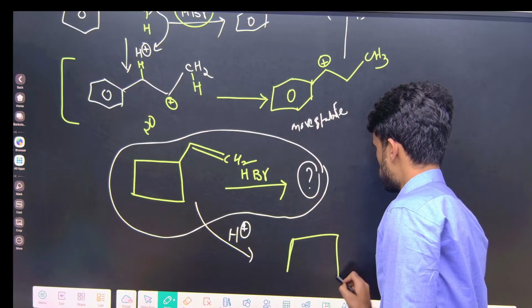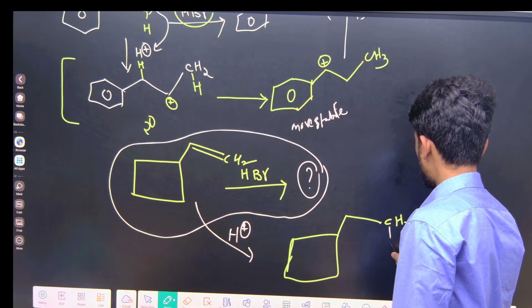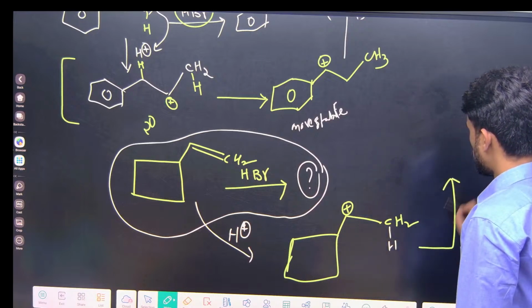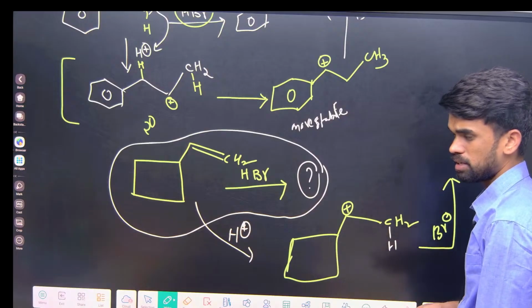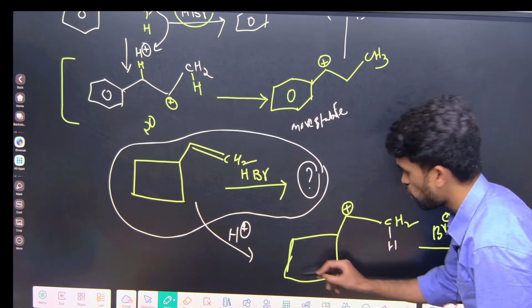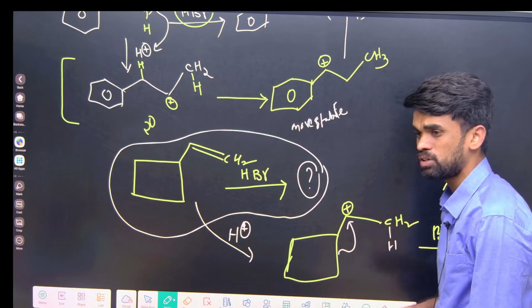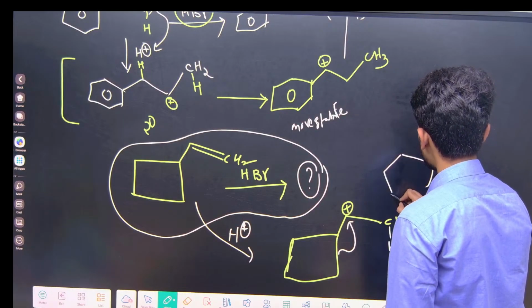So CH2H, and here it should be positive charge. Next, what happens? Tell me. We have the bromide ion. Can I add the bromide ion directly here or does something happen first? No. This is a 4-membered ring, so if I expand this 4-membered ring, what happens? It converts into a 5-membered ring. So ring expansion is taking place. Why is this ring expansion taking place?